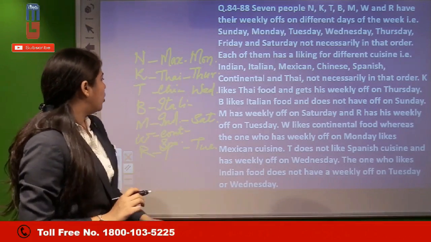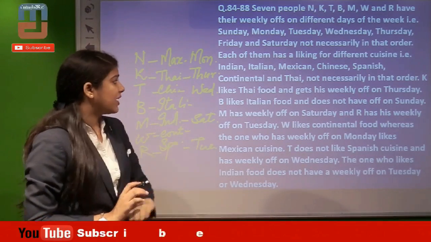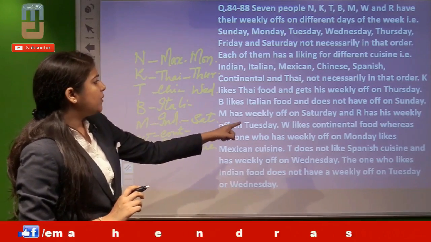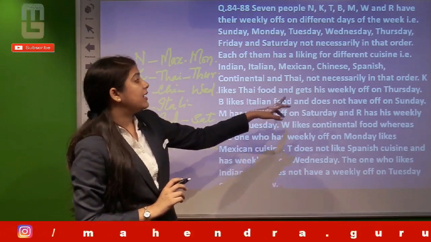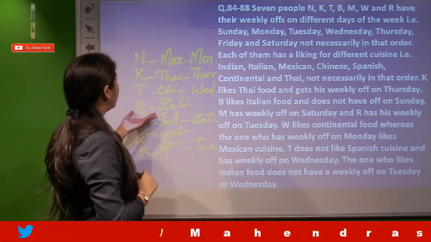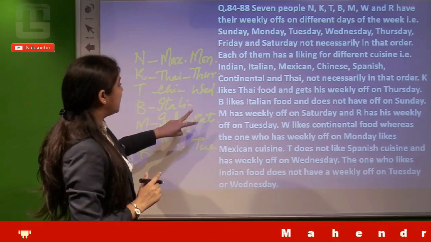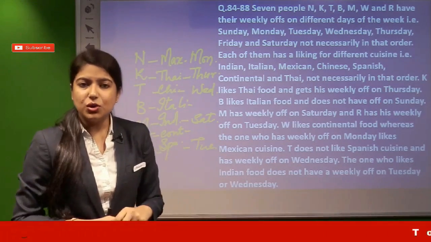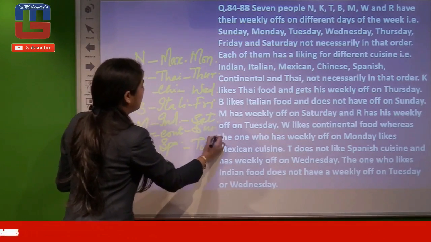And for the days part also, now we can see over here, Monday, Thursday, Wednesday, Saturday and Tuesday are given. Now one condition was given for W. W likes continental food, whereas the one, okay. Now B likes Italian food and does not have off on Sunday. This condition we have taken before, where it was given B likes Italian food but does not have off on Sunday. That means 2 days are left with us, Sunday and definitely Friday. So if B will not go for Sunday, B will go for Friday and W will be left with Sunday.